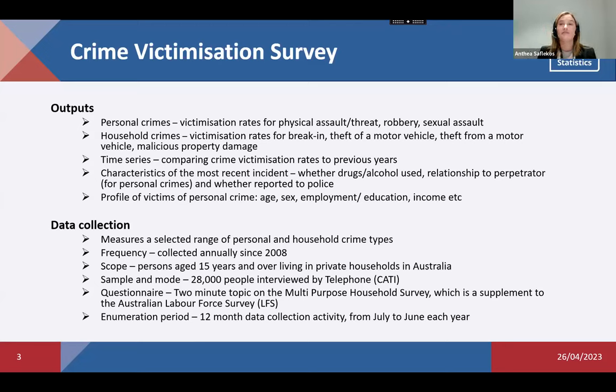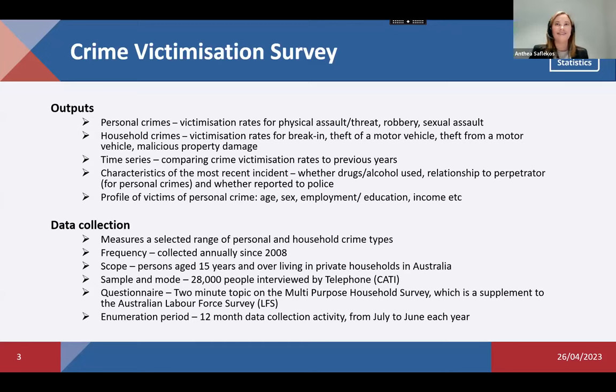The other key piece of information that this survey collects is information about the victim. So how old are they? Are they male or are they female? And then some other demographics, such as their employment, education, income. Again, that just shows a bit of a profile of the risk factors, like who's more likely to experience violence.